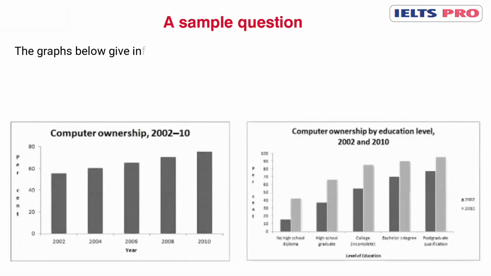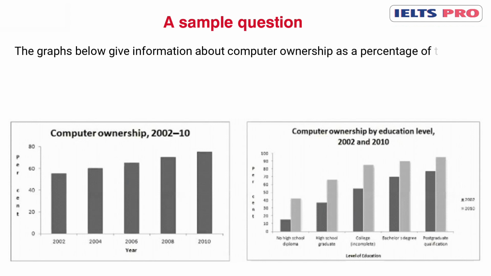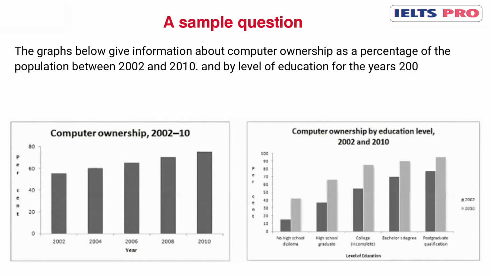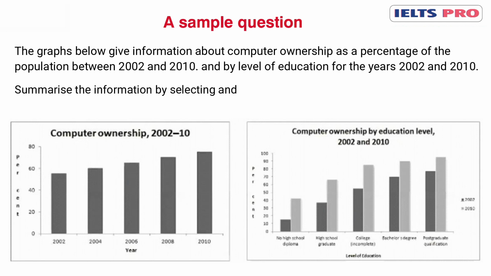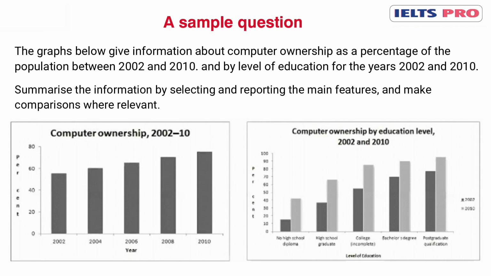A sample question. The graphs below give information about computer ownership as a percentage of the population between 2002 and 2010, and by level of education for the years 2002 and 2010. Summarize the information by selecting and reporting the main features, and make comparisons where relevant. Write at least 150 words.